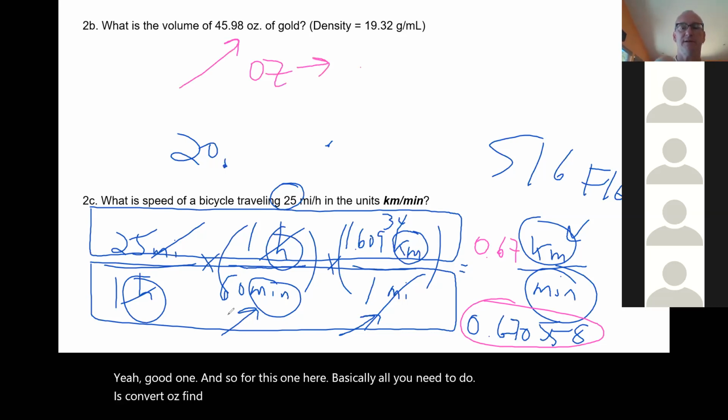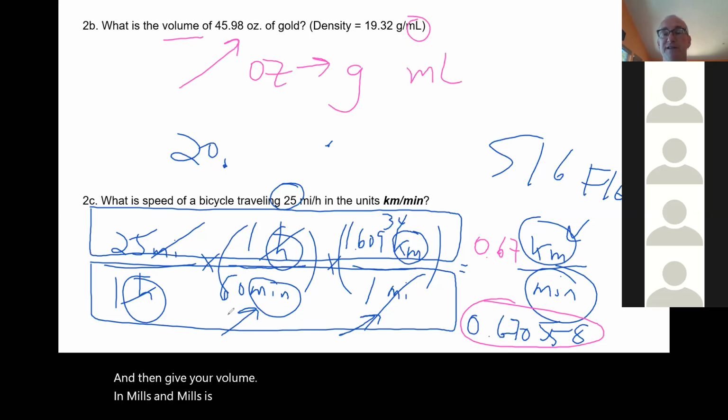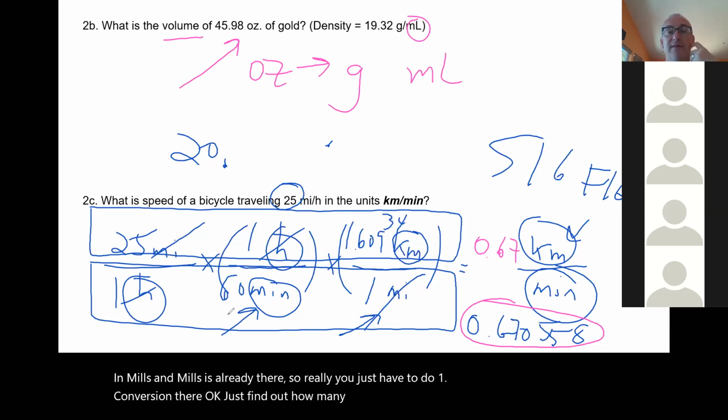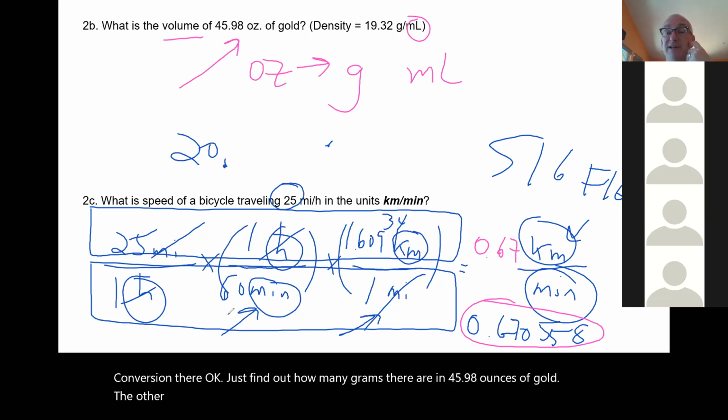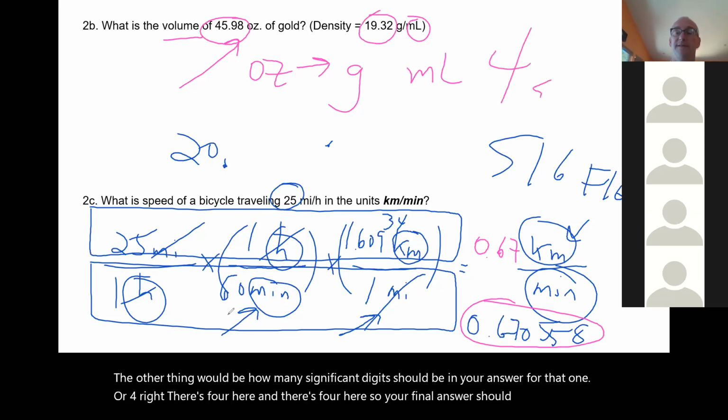find the conversion for ounces to grams, and then give your volume in mils. And mils is already there. So really, you just have to do one conversion there, okay? Just find out how many grams there are in 45.98 ounces of gold. The other thing would be, how many significant digits should be in your answer for that one? 4. Right, there's 4 here, and there's 4 here. So your final answer should have 4 sig figs.